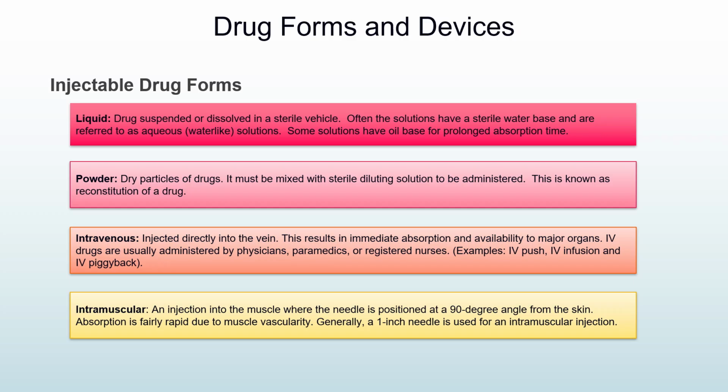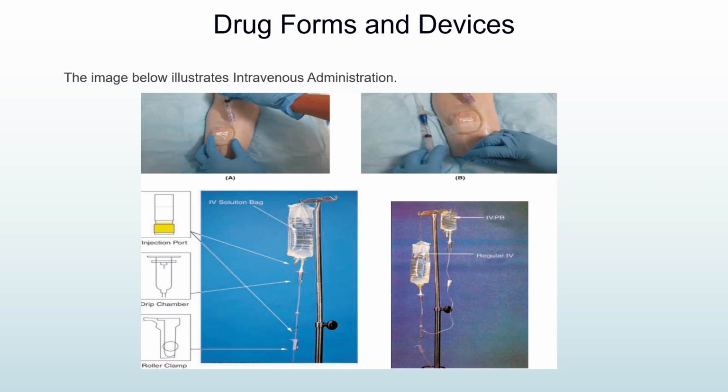Intravenous, injected directly into the vein. This results in immediate absorption and availability to major organs. IV drugs are usually administered by physicians, paramedics, or registered nurses. Examples of IV push, IV infusion, and IV piggyback. Intramuscular. This is an injection into the muscle where the needle is positioned at a 90-degree angle from the skin. Absorption is fairly rapid due to muscular vascularity. Generally, a 1-inch needle is used for intramuscular injections. This shows here intravenous administration, different forms: IV solution, IV piggyback, peripheral IV.